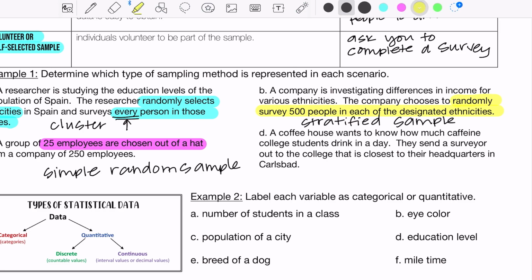Okay, a coffee house wants to know how much caffeine college students drink in a day. They send a surveyor out to the college that is closest to their headquarters. So they're just sending someone out that is closest to their headquarters because it's convenient. So this is a convenience sample.